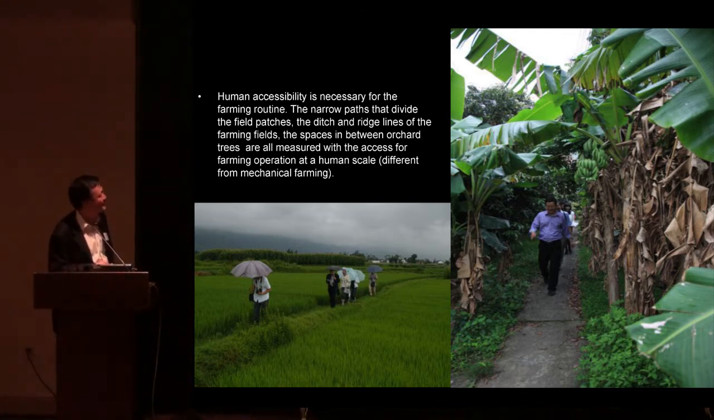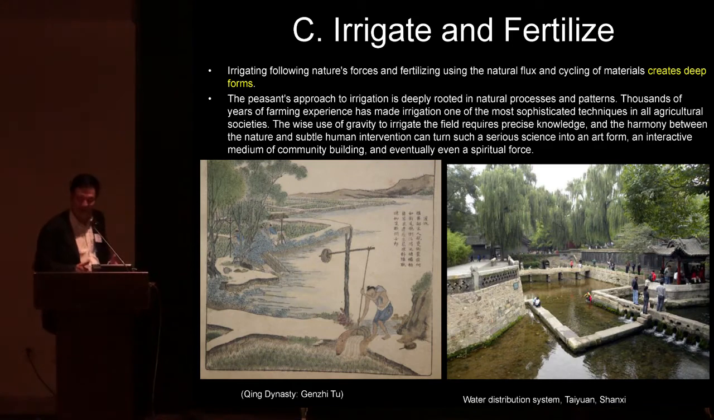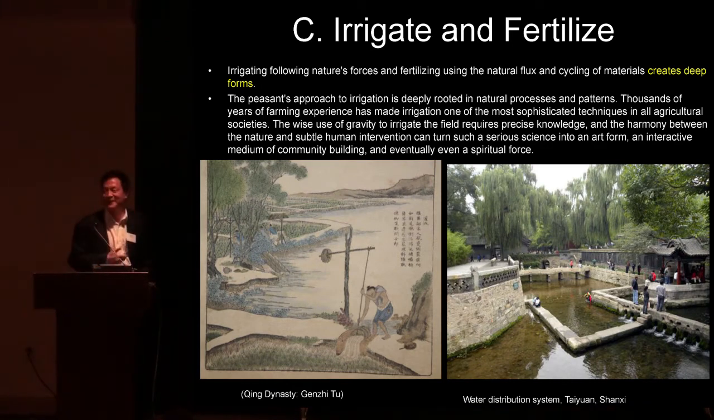Access. Human accessibility is necessary for the farming routine. The narrow paths that divide the field patches, the ditches and ridge lines of the farming field, the spaces in between orchard trees are all measured with access for farming operation and human scale, that's different from the mechanical farming. Human scale, accessibility, you can see. That's peasants. That's important.